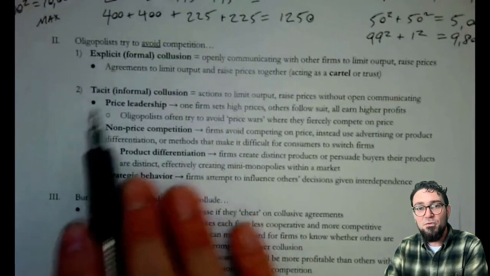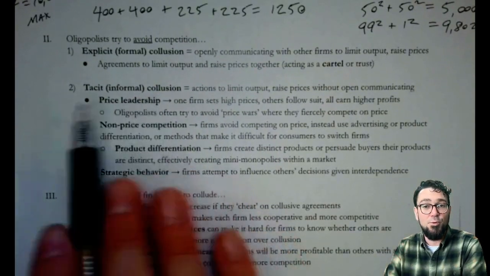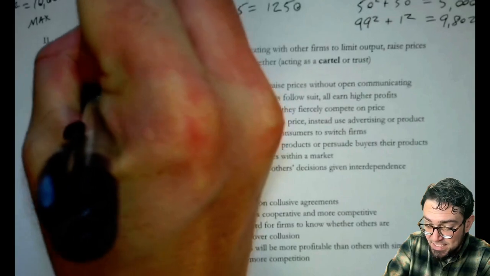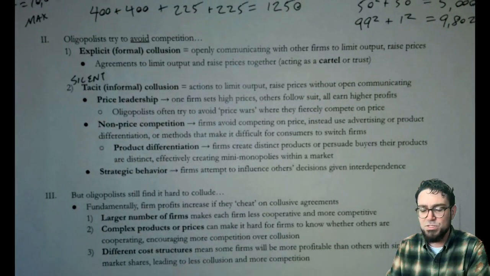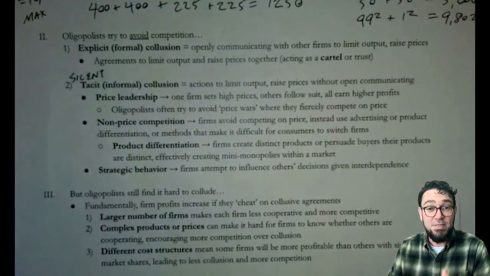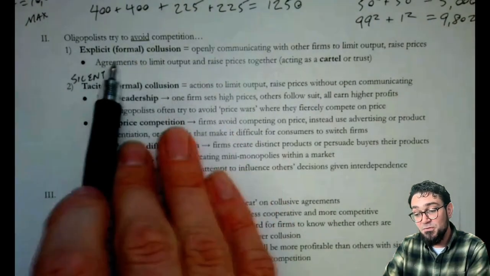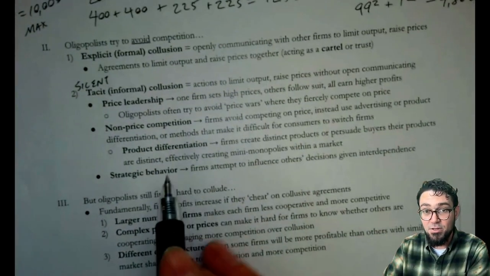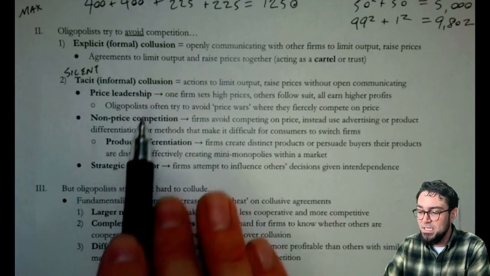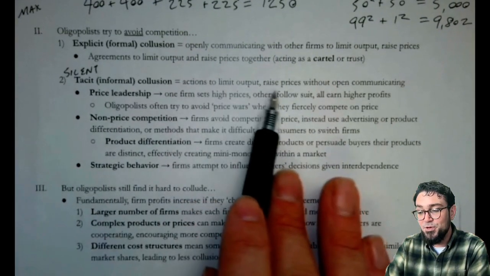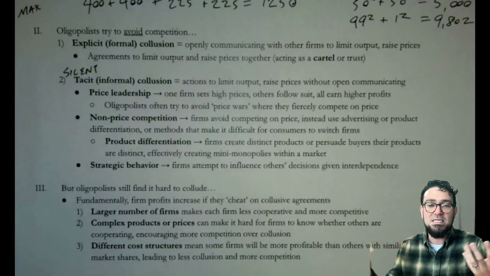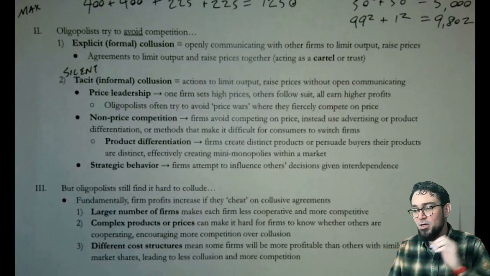They also try to avoid competing with each other in informal ways, and we call this tacit or silent. Right? Tacit means kind of silent or taciturn, somebody who's kind of very reserved. And so a silent collusion or informal collusion is not illegal. In the United States, explicit or formal collusion forming cartels is illegal, but these methods are not. And that's pretty common actually among oligopolies. What they'll do is they'll still try to limit output and raise prices, but they won't openly communicate with each other.